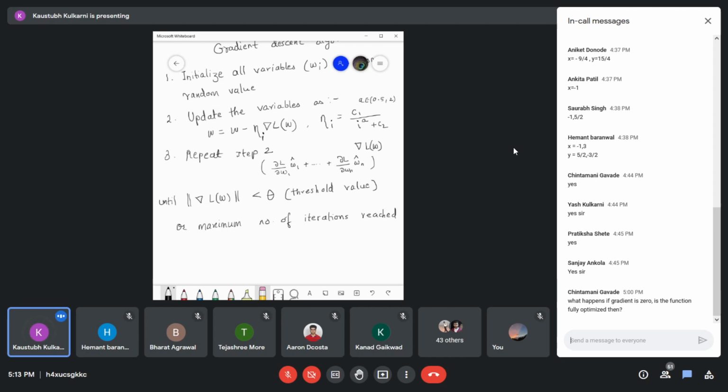So this is what a gradient descent algorithm is. Okay, any questions, any doubts? If you have, you can ask.